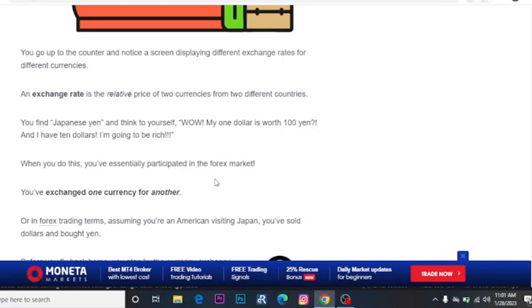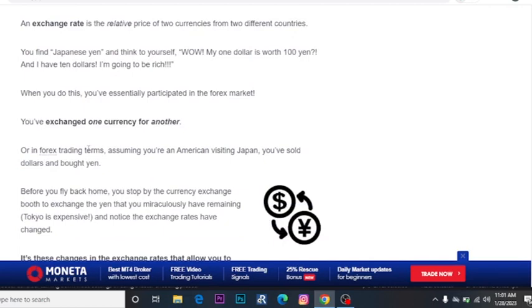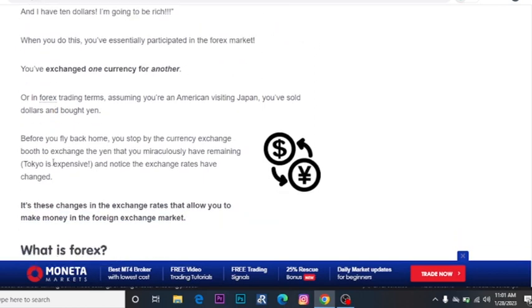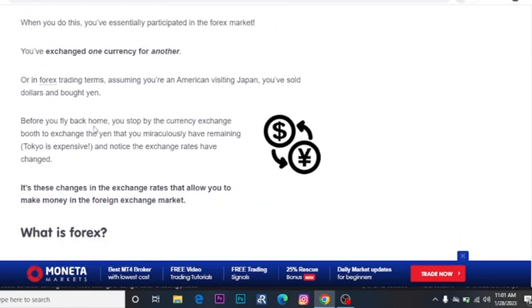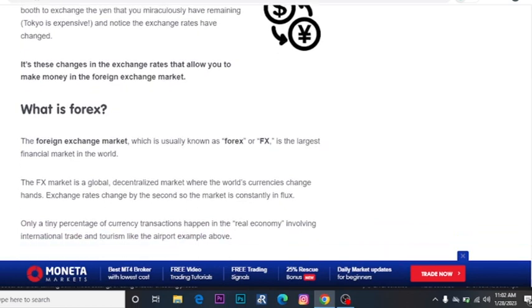You've exchanged one currency for another. Or in Forex trading terms, assuming you're an American visiting Japan, you've sold dollars and bought yen. Before you fly back home, you stop by the currency exchange booth to exchange the yen that you miraculously have remaining. Tokyo is expensive. And notice the exchange rates have changed. It's these changes in the exchange rates that allow you to make money in the foreign exchange market.